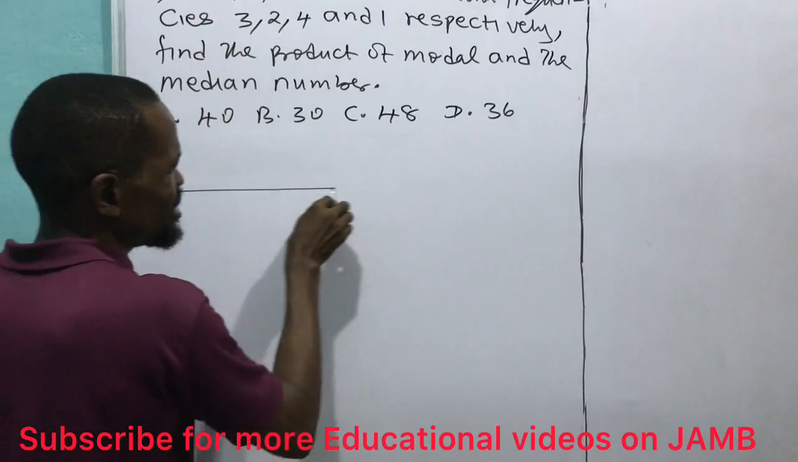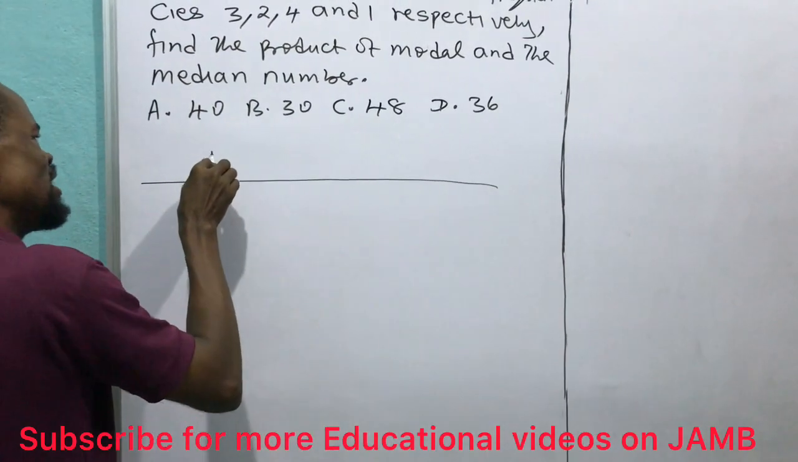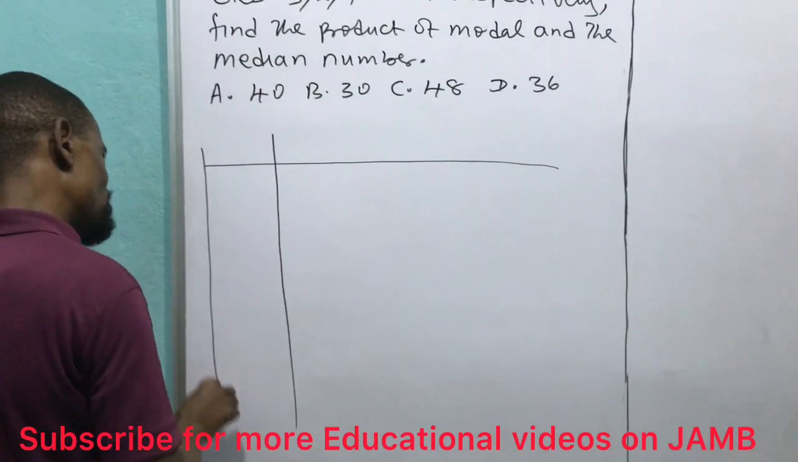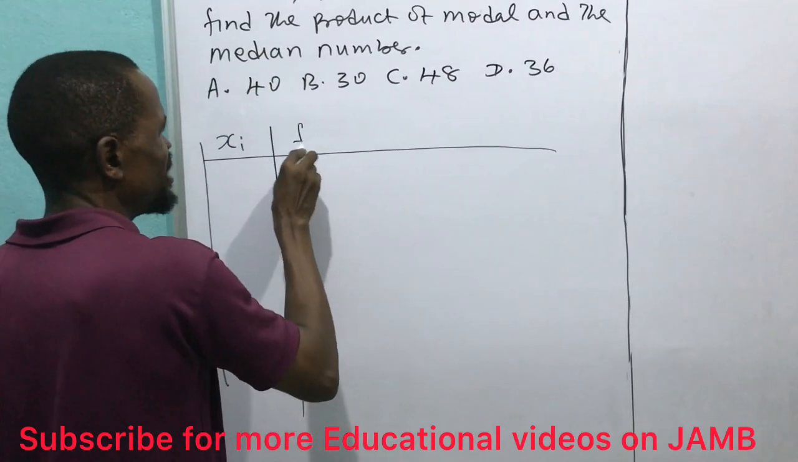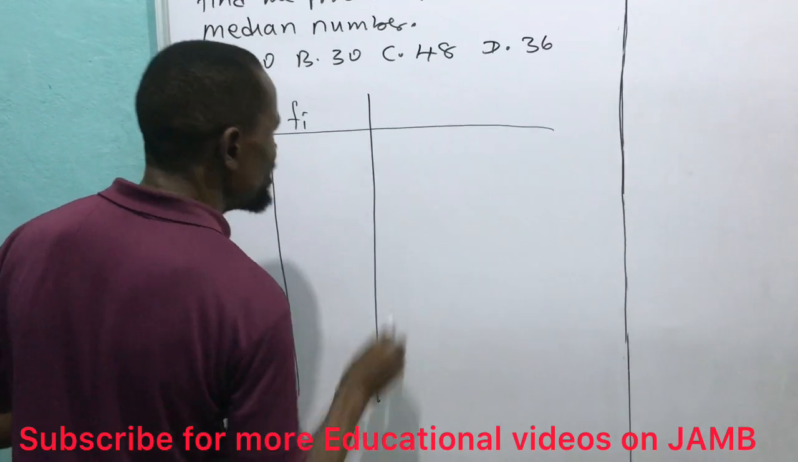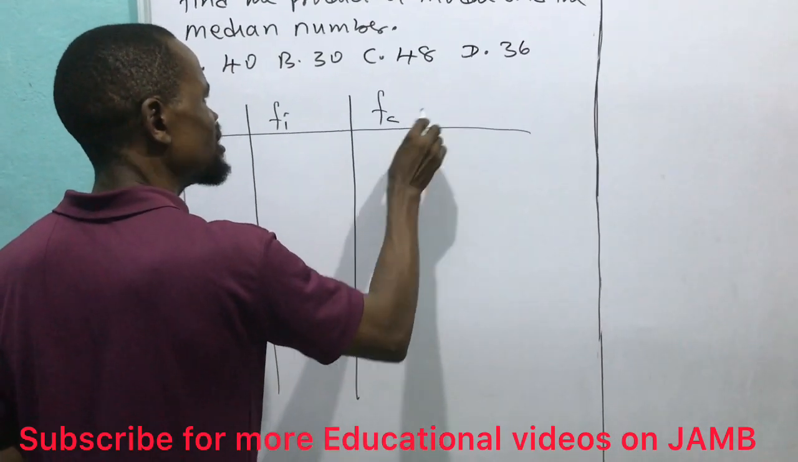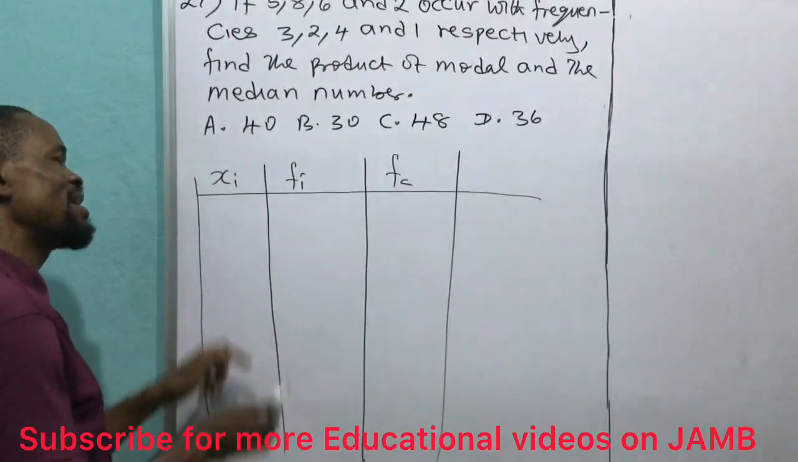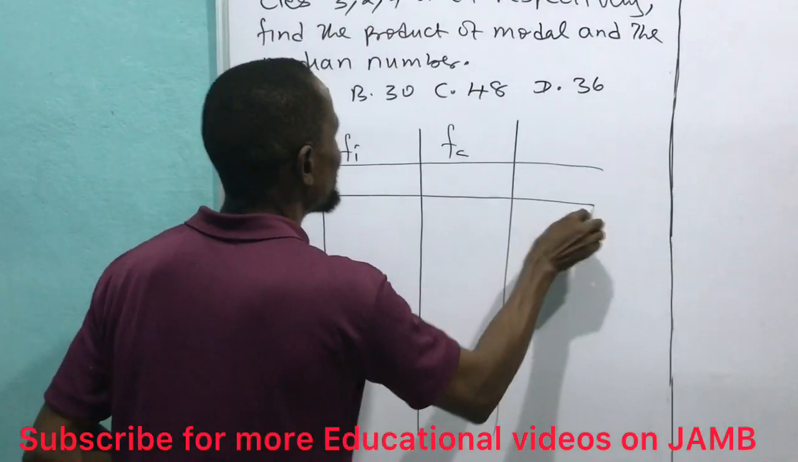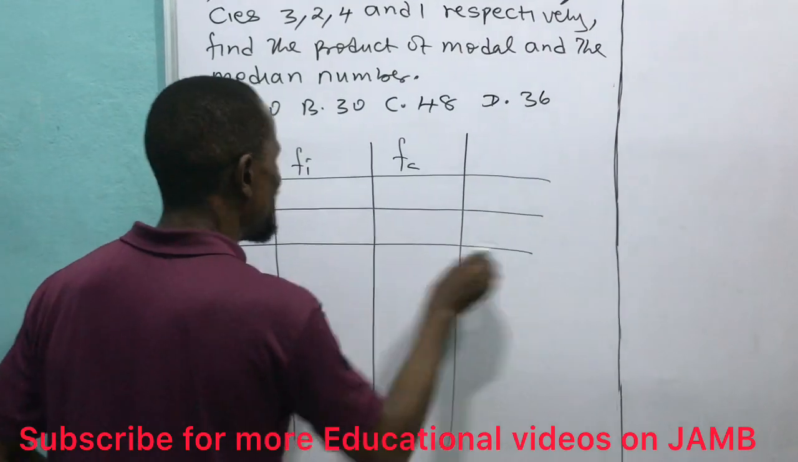I will draw this. I have my numbers, we'll call it Xi. And I have my frequency Fi, and I have my cumulative frequency Fc. That's called cumulative frequency. Look at my data. My data is X. And my data now, let me arrange them.